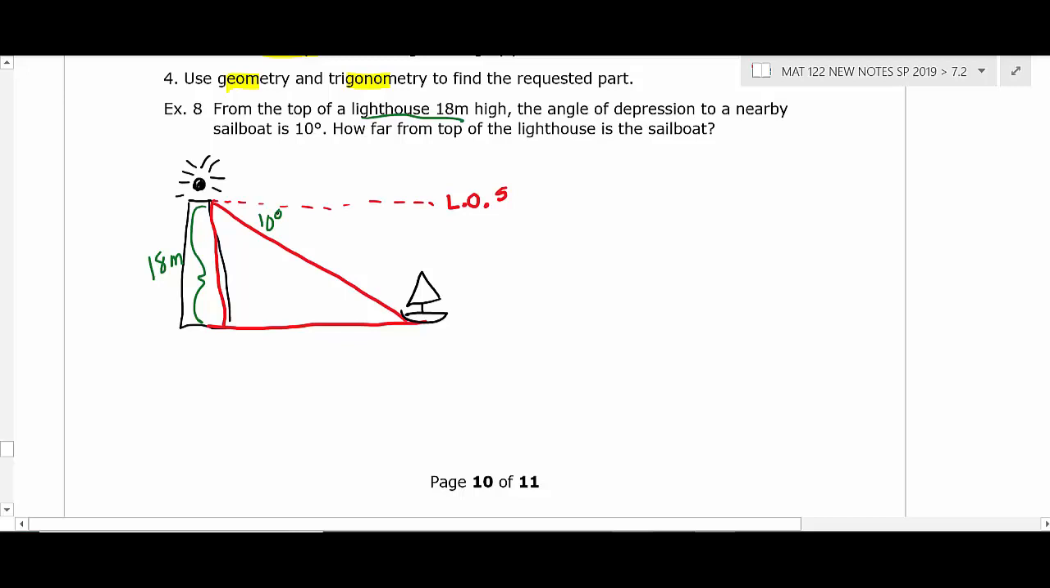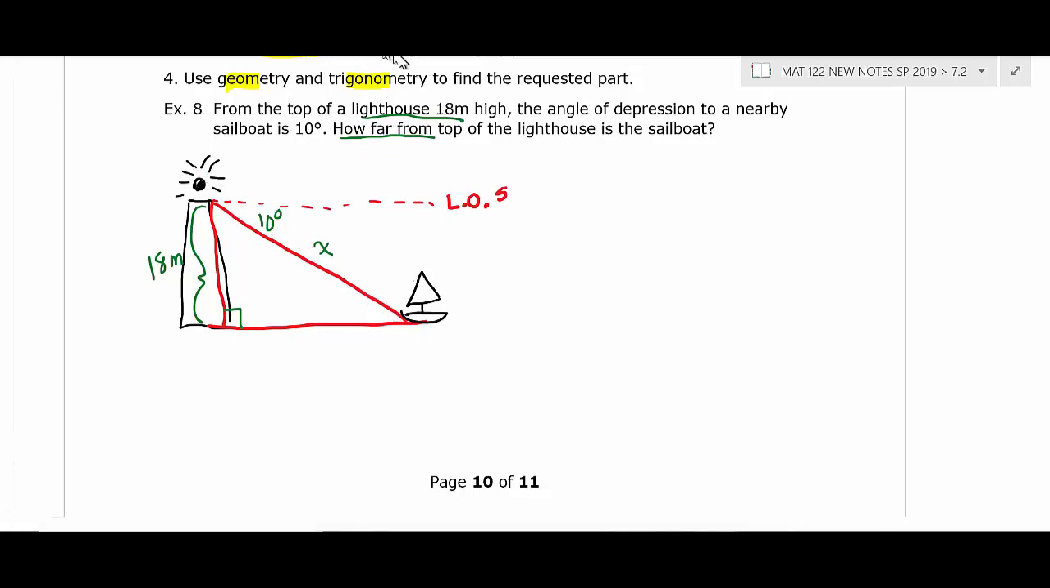So if you look at the diagram above, it's that. It's not that, okay? Or it's not this. A lot of times students want to think that's the angle of depression. It's between the line of sight and whatever you're looking at. Okay, so what we have so far is a right triangle. And then the question is, how far from the top of the lighthouse is the sailboat? So you're actually looking at this hypotenuse right there. That's what it says. How far from the top is the sailboat?